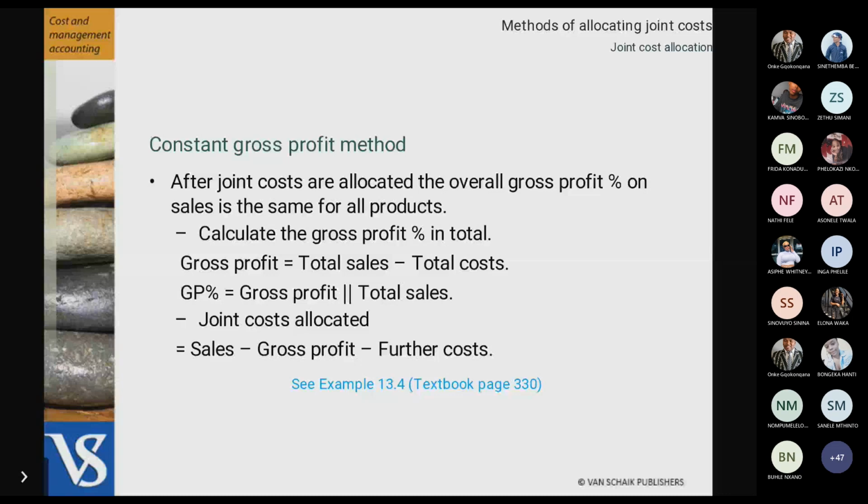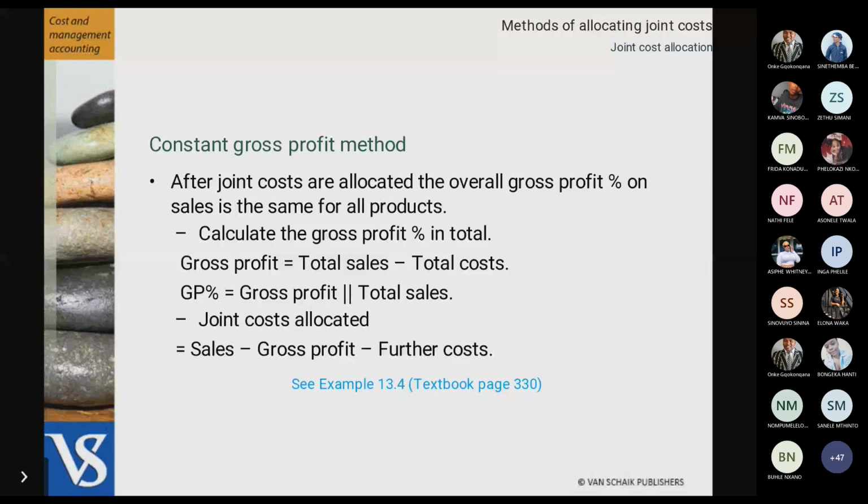So after joint costs are allocated, the overall gross profit on sales is the same for all products because we're using the same joint cost here. So to calculate the gross profit in total, it is your total sales minus your total cost. Then you get to the profit, which is going to be the gross profit divided by total sales. Then we can allocate each joint cost by saying sales minus the gross profit minus your further cost. Then we know that the remaining cost is supposed to be your joint cost. So that's the understanding behind this method.